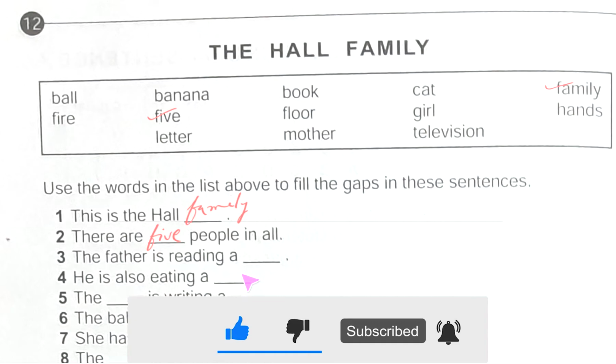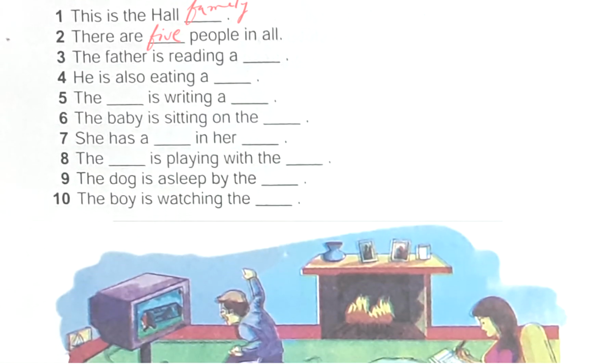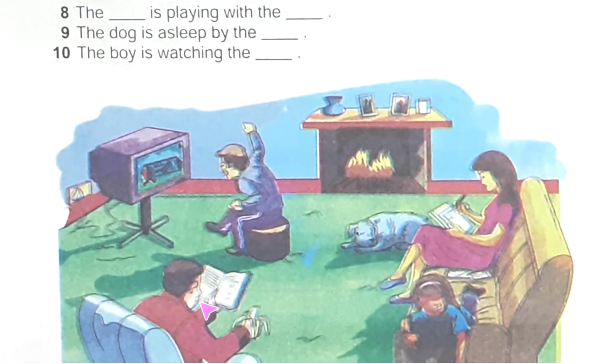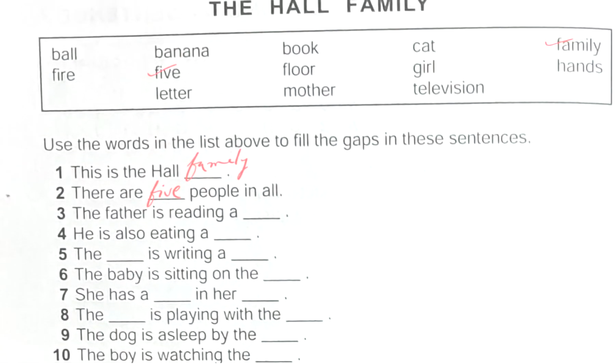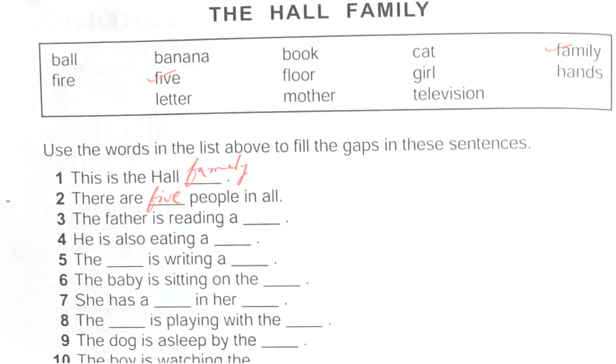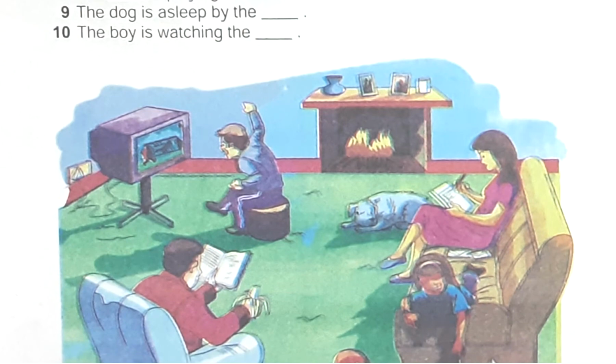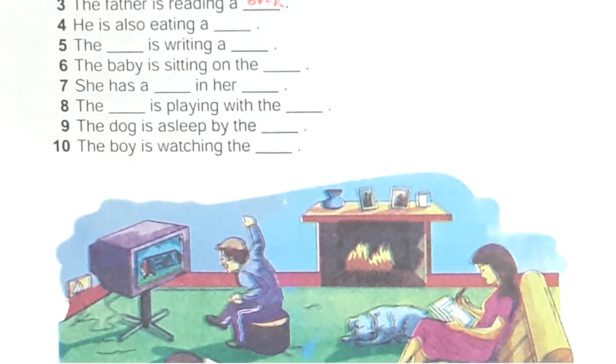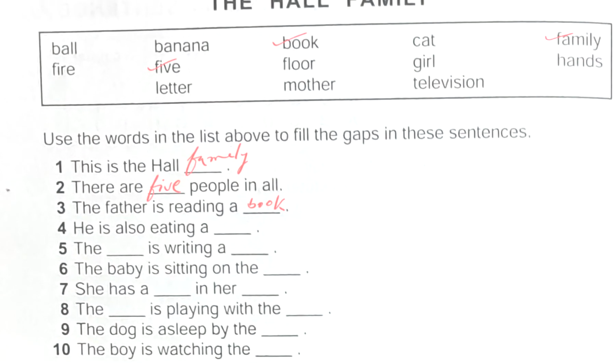The father is reading a what? See, the father is reading. The father is reading a book. So see, is it here? Book. Yes, here. So reading a book, and he is also eating a. We saw it before. After that, I am showing you. There is a banana. So is it here? See. Here, yes, this is banana. So we will write here banana.